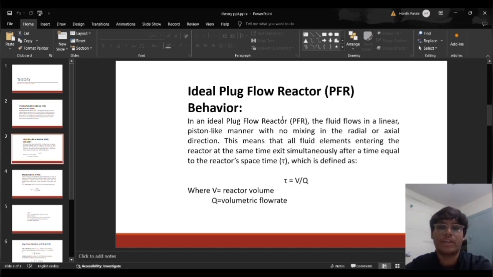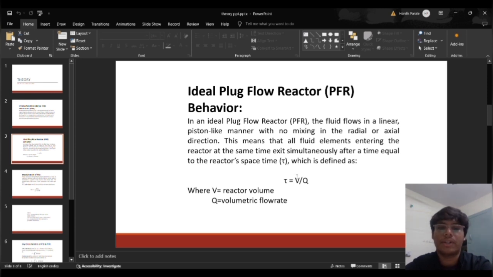Imagine you have a long straight pipe where a fluid flows through in a perfectly organized manner. In an ideal PFR, the flow pattern is such that all fluid elements move through the reactor in a perfectly linear fashion, like a series of pistons or a train of fluid slugs. There's no backmixing or turbulence that would cause fluid elements to interact with one another. They just flow straight through. Think of it like a highway where every car enters, travels at the same speed and exits at the same time. This is what I mean by plug flow.